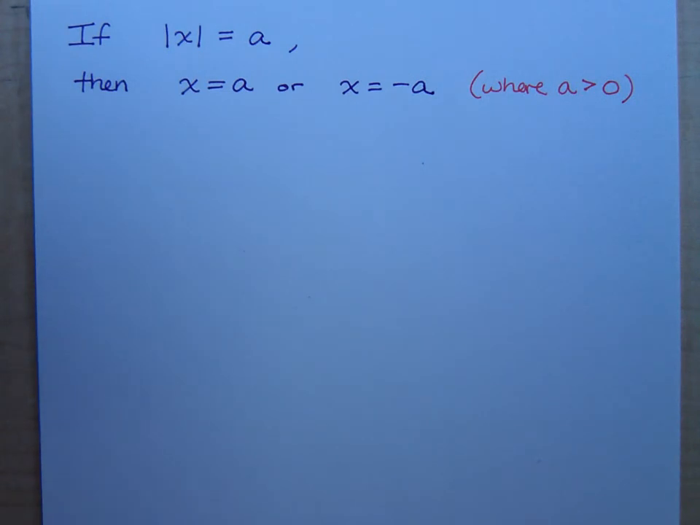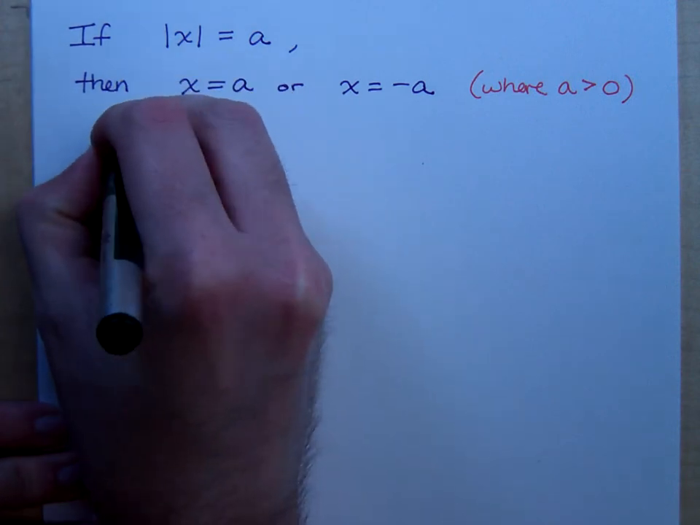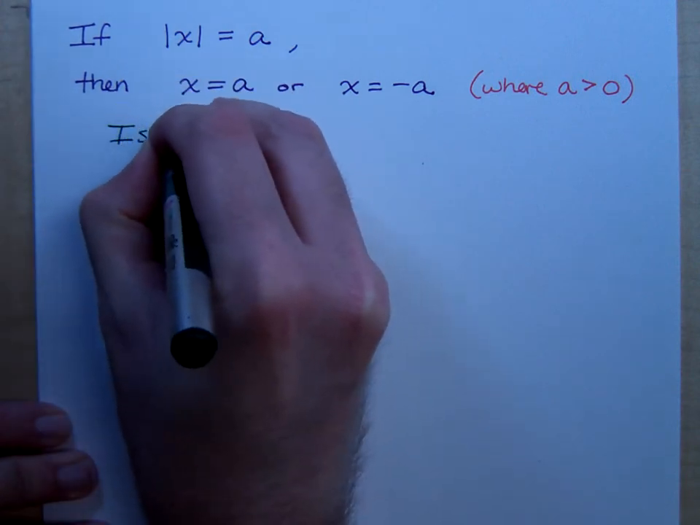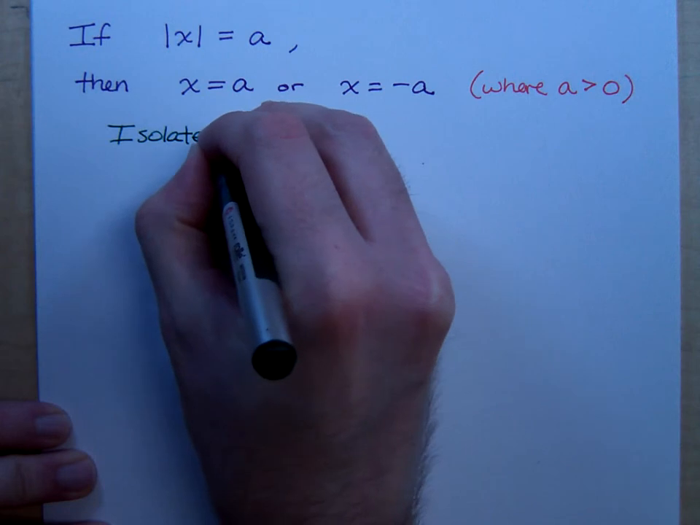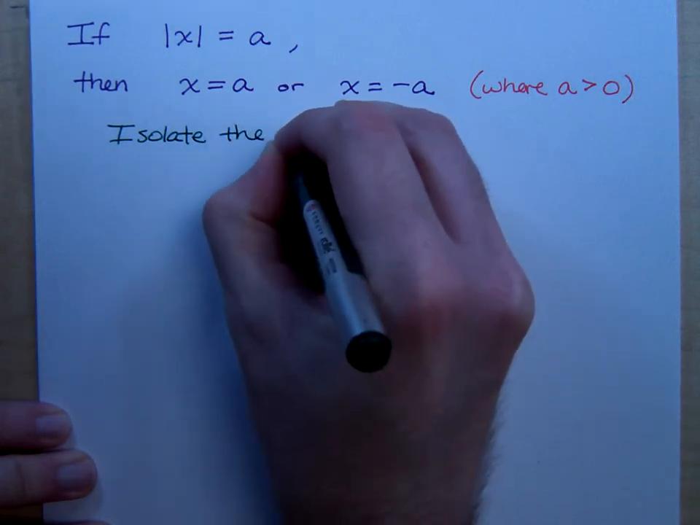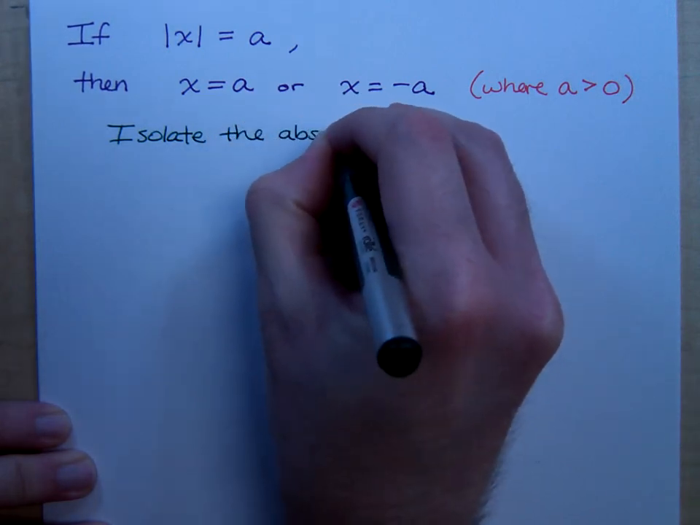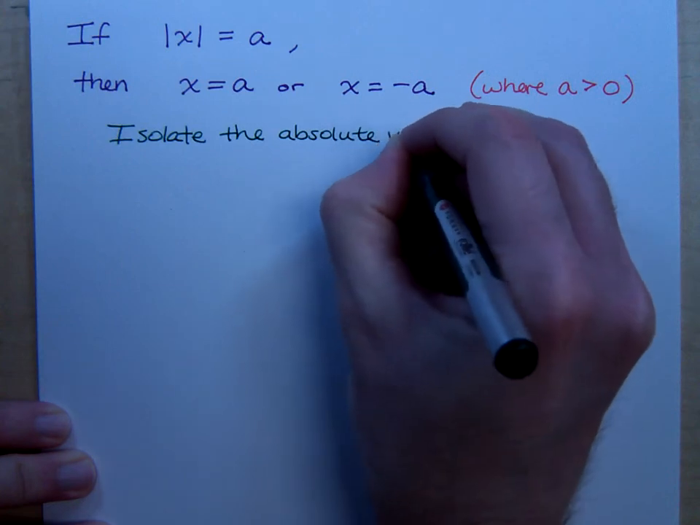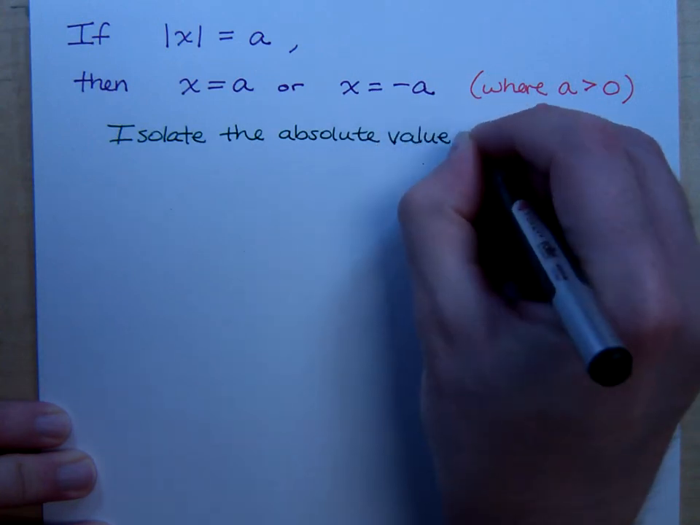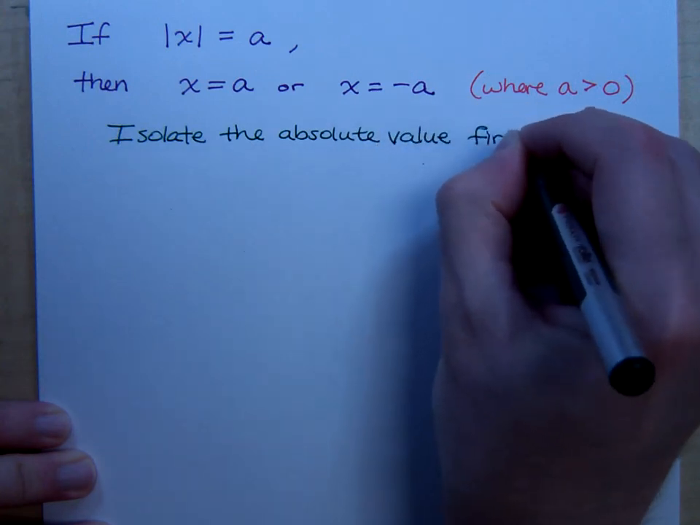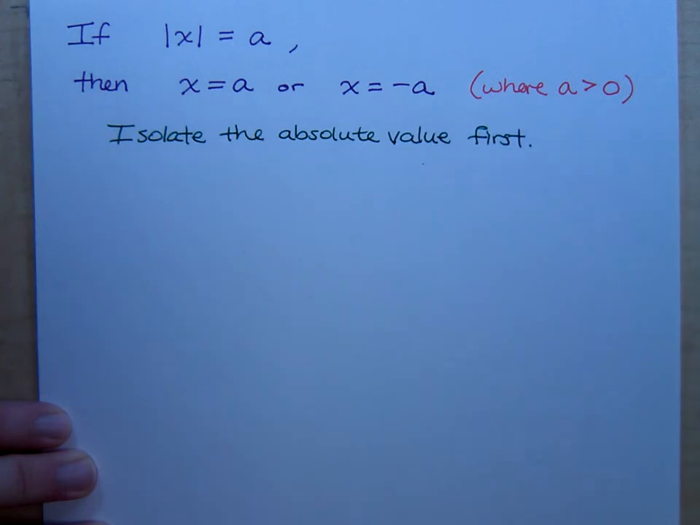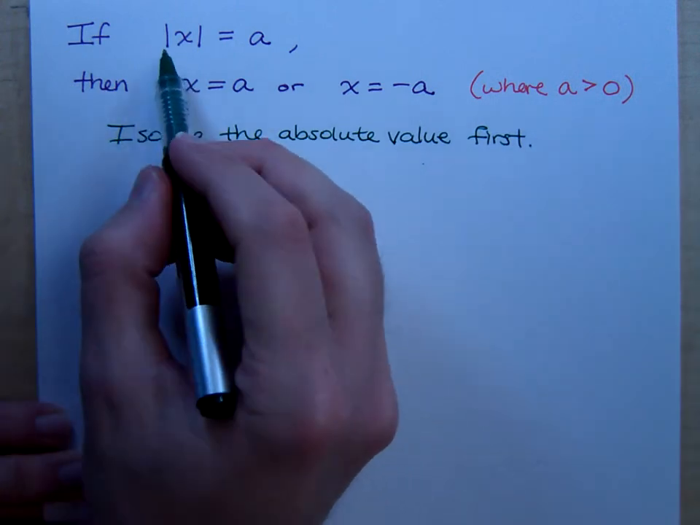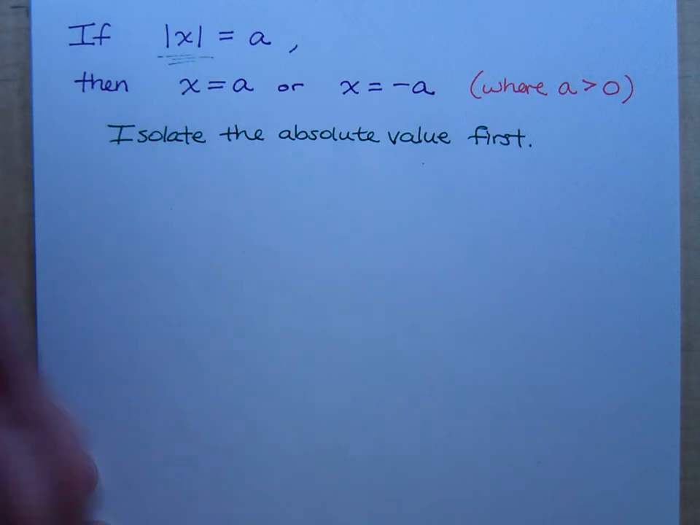Now, one of the key things when we're trying to solve absolute value equations is that first, and this is not the only time that you see instructions like this, you have to isolate the absolute value first. Because as you see here in this if-then statement, I have the absolute value by itself. That's what you need to do so that we can solve these.